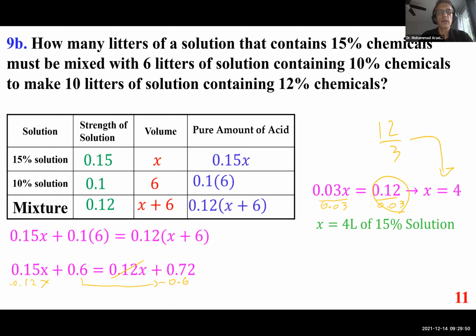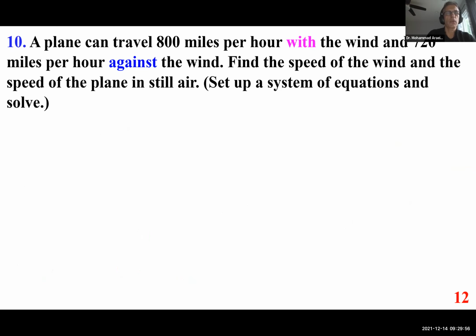Again, we are looking at a mixture problem. Could you please read this? A plane can travel 800 miles per hour with the wind and 720 miles per hour against the wind. Find the speed of the wind and the speed of the plane in still air. Set up a system of equations and solve.